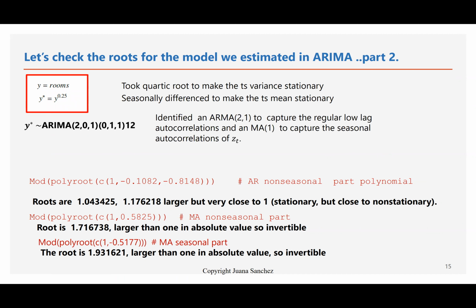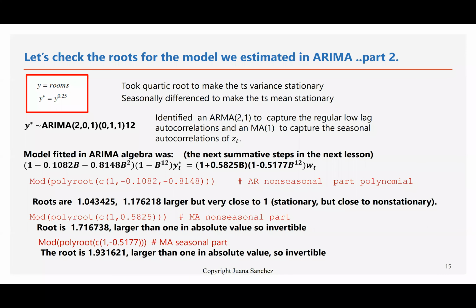So let's go back to what we fitted for our rooms data set. Remember, we fitted this model in past lessons. So we ended up with this model. This was the seasonal differencing, right? And then this is the AR model for the regular part, and then MA for the regular part. And this is the MA for the seasonal part.